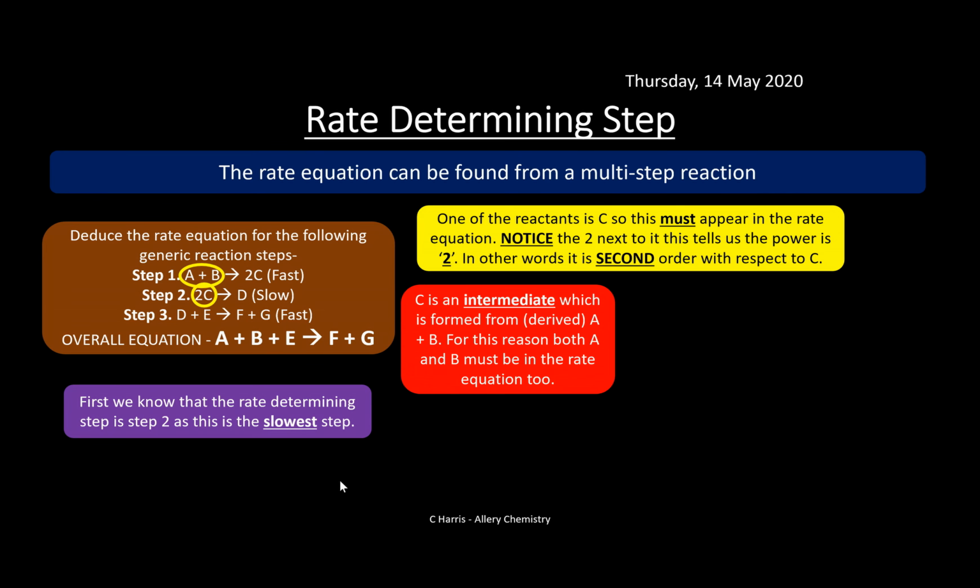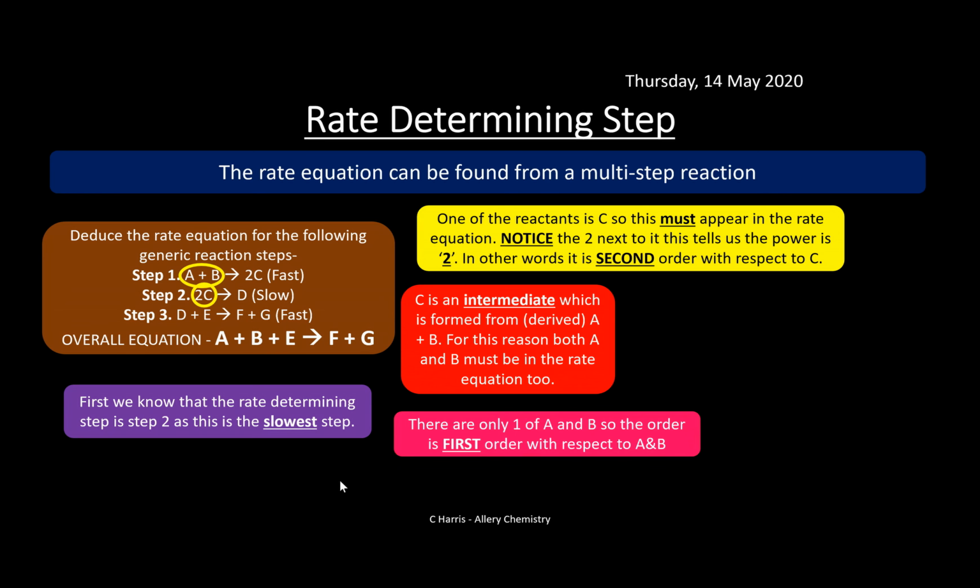So C is an intermediate because it's actually derived from A and B. We wouldn't have C without A and B. So for this reason, both A and B must be in the rate equation too, because C is derived from them. There's only one of A and one of B, so they're first order with respect to A and B.